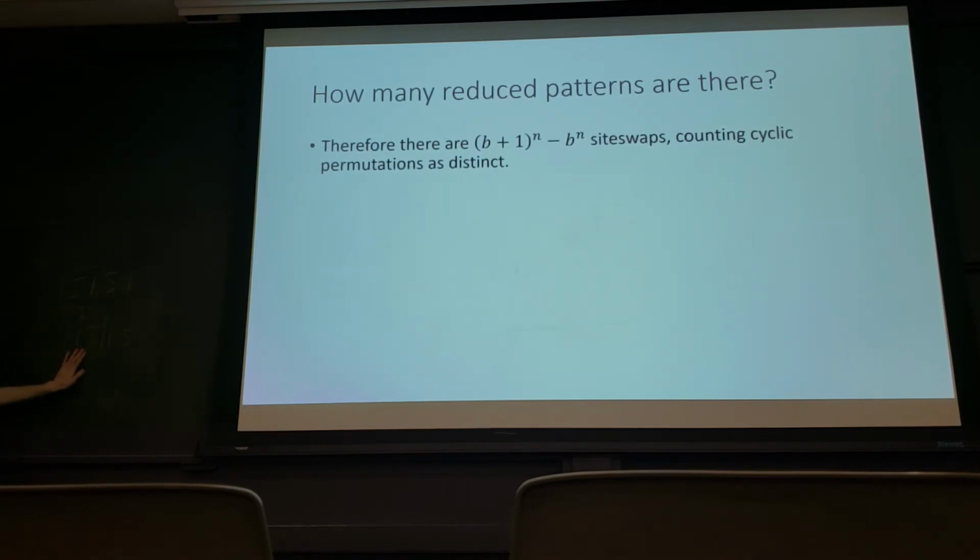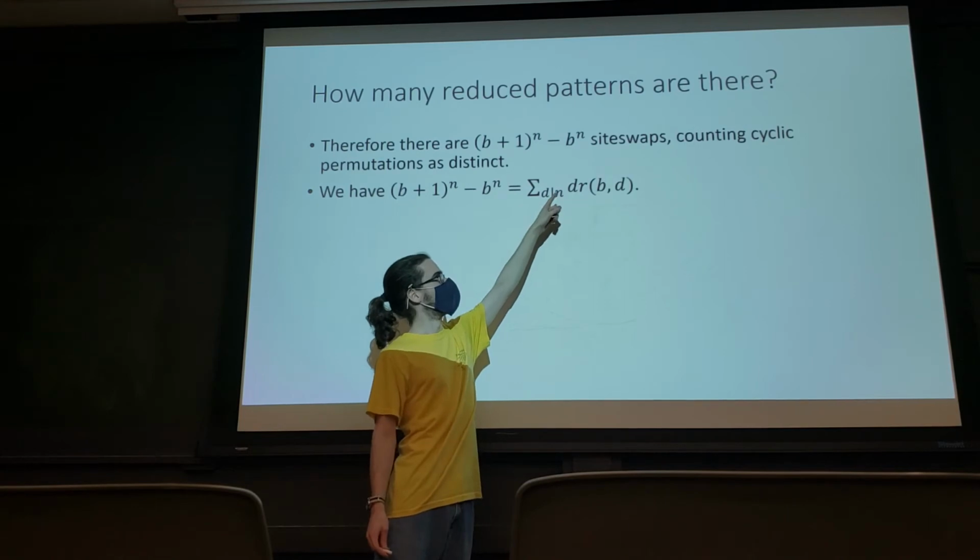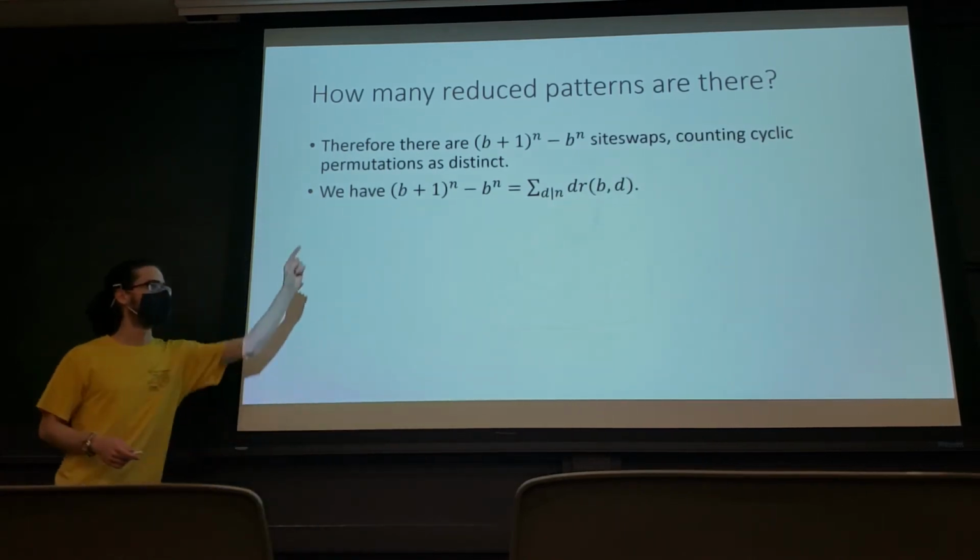So let's say our period is n. The way to form any pattern is to take any reduced siteswap for a divisor d of n, repeat it n over d times, and then cyclically permute. And there are a total of d possible cyclic permutations. So that means we have this formula that (b plus 1) to the n minus b to the n is equal to the sum over divisors d of n of d times the number of reduced patterns of d.